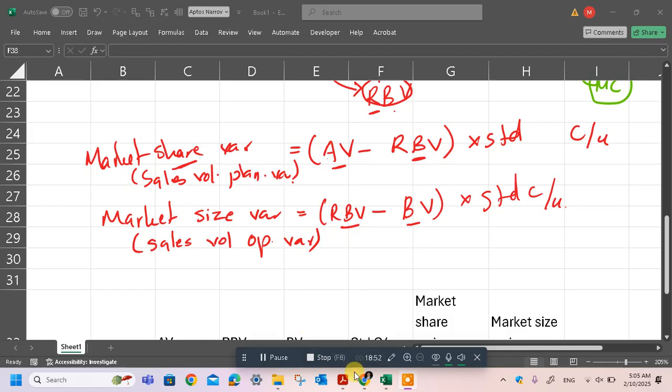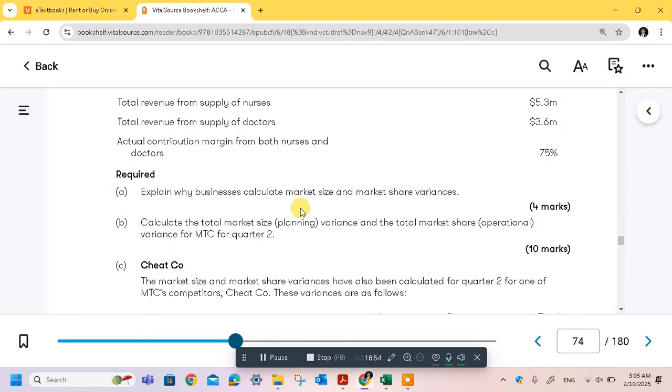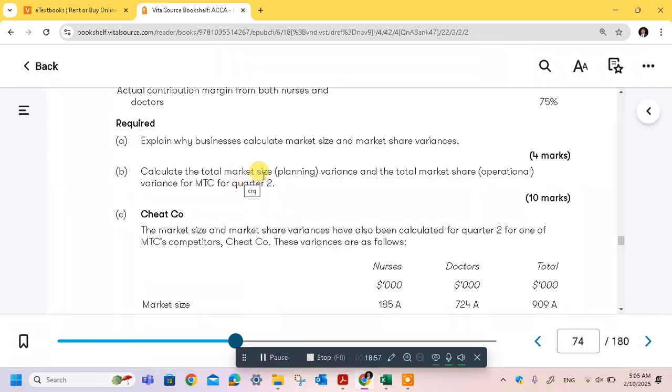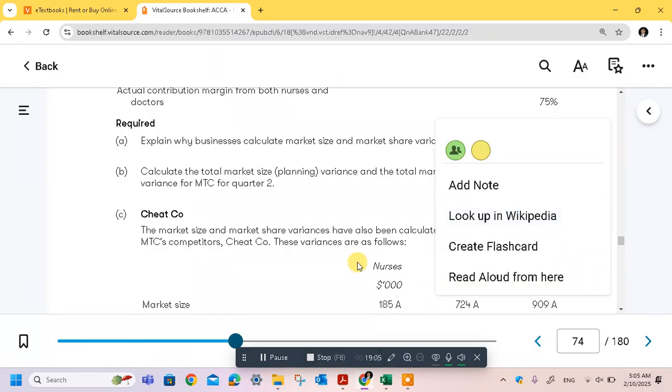Use this approach. Now, let us see whether we have answered the requirement. Calculate the total market size and total market share variance. Only the calculation, they are not asking for interpretation. 10 marks, good, we have done that, very good.